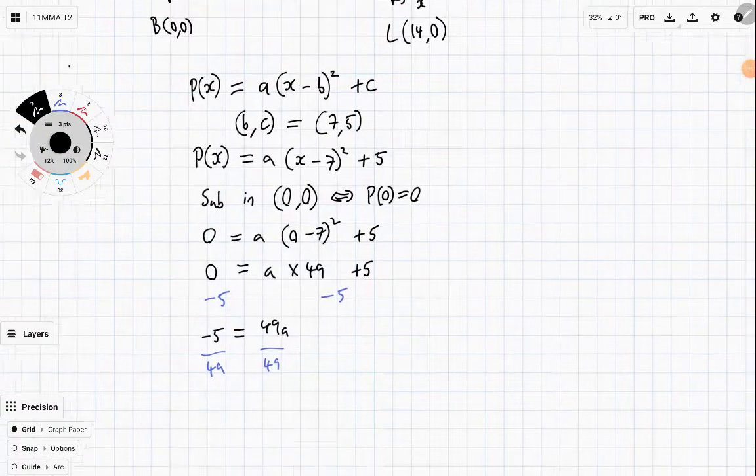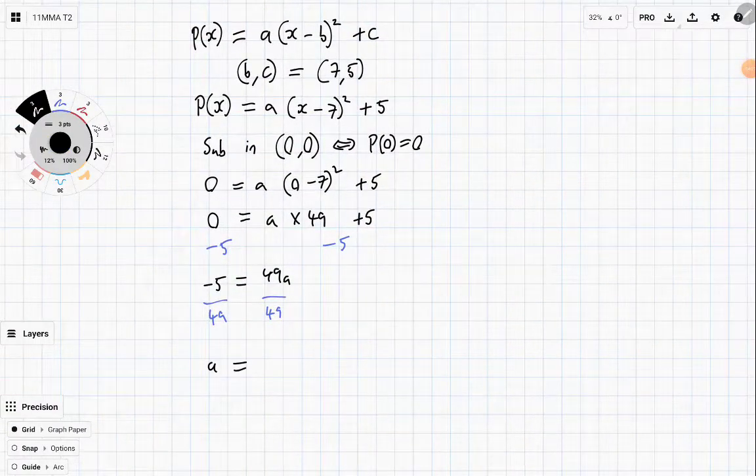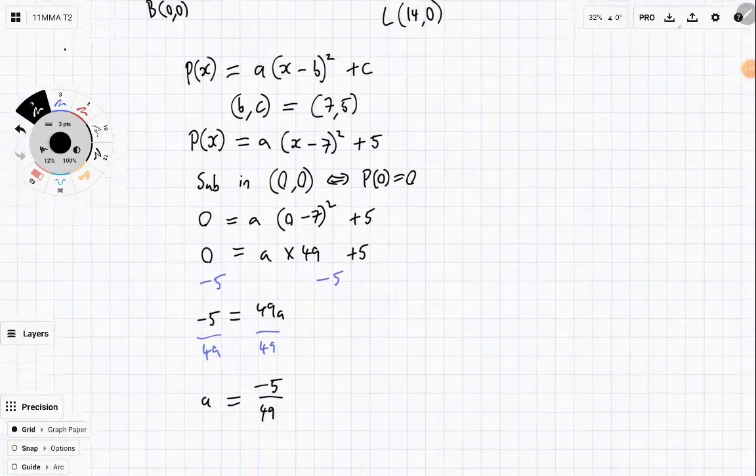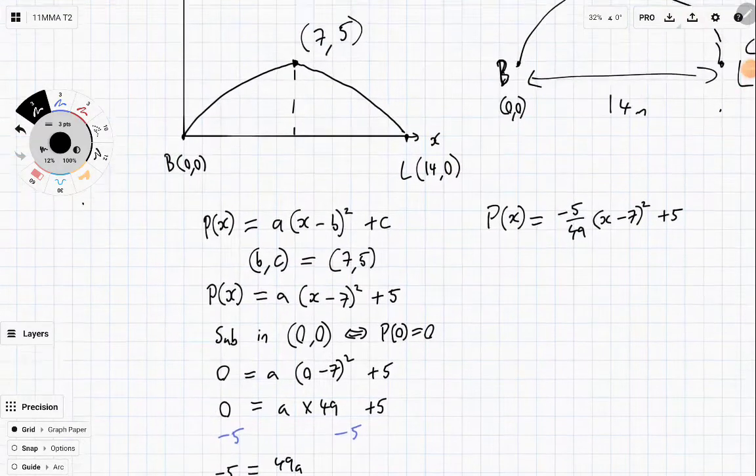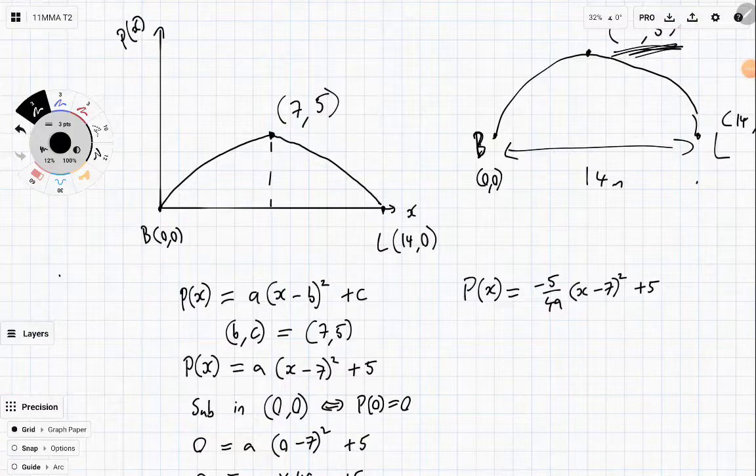And I'm not going to work this out exactly. I'm going to leave it as a fraction, negative 5 over 49, which cannot be simplified. 49 is 7 times 7. 5 is a prime. No common factors. Okay, so there's my equation. My equation is going to be p of x is equal to negative 5 on 49, (x minus 7) squared plus 5. So all done for part A.